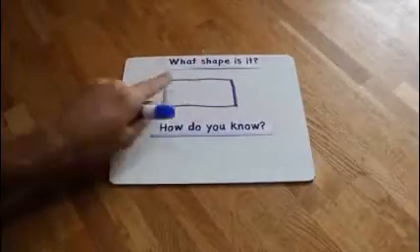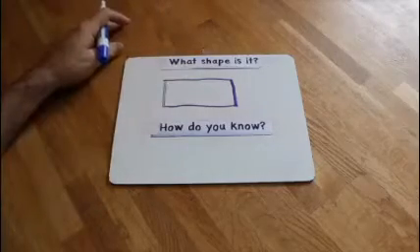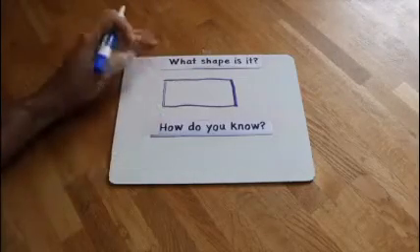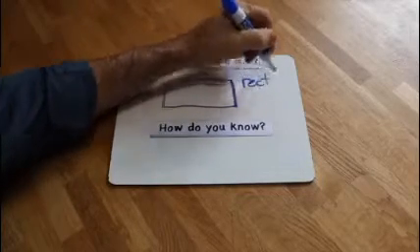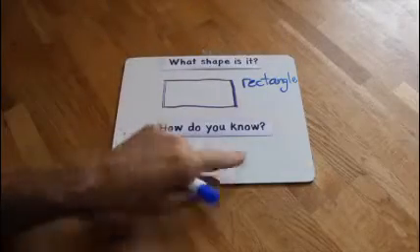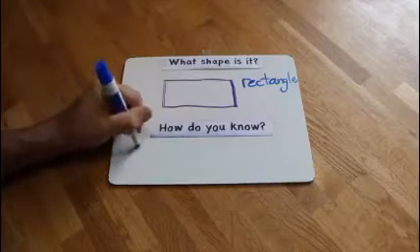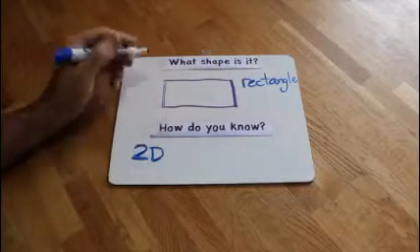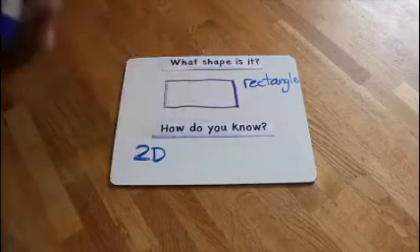What shape is it? Okay, it's flat. Look at what it's got. It's a rectangle. How do you know? Well, you heard me say it's flat. And when we say it's flat, it means it's 2D or two-dimensional. It has a length and a width, but no height.